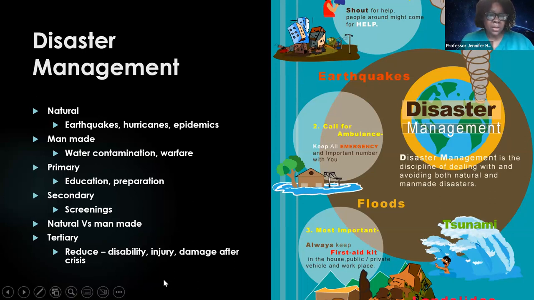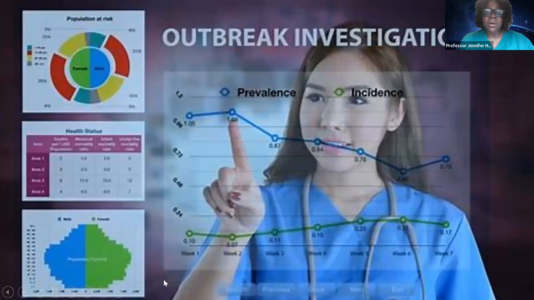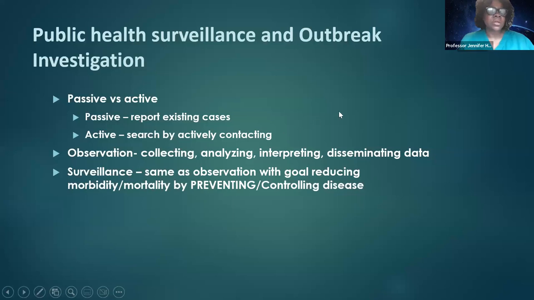And then now we're going to go to outbreak investigation. This little Zoom thing is over part of my slide, so I'm like, what is that one? Outbreak investigation. All right. So your public health surveillance and outbreak investigation is your chapter 17.